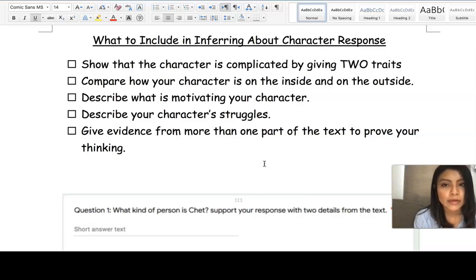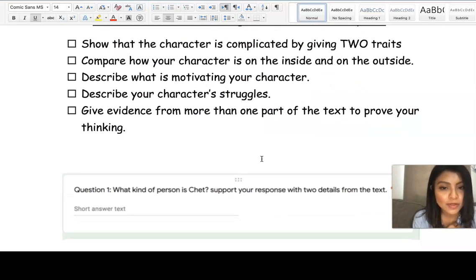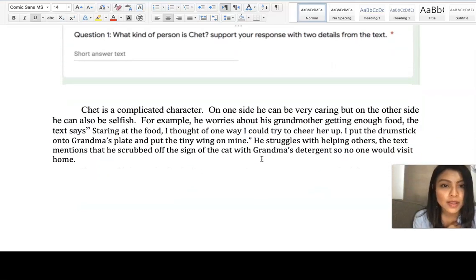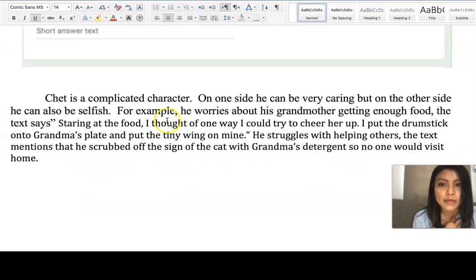What is motivating my character? My character is motivated by helping his grandmother, but he struggles with helping others outside of his family. And now I have to give evidence. So this is where I type this out for us, and I just want to show you. It's basically what I just said to you.